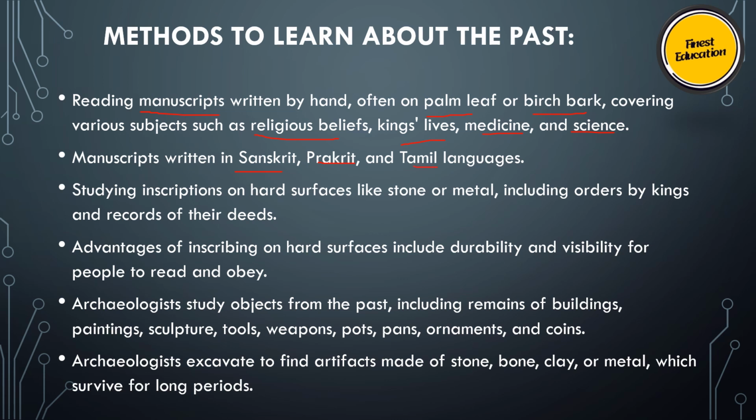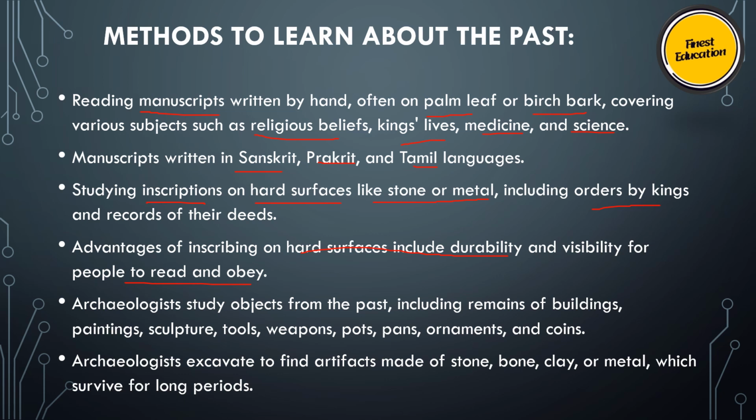Now, other than reading manuscripts, there was another method to learn about the past, that was through inscriptions. Inscriptions were basically writing done on a hard surface like stone or metal. There was one advantage of studying inscriptions. These inscriptions can remain safe for a longer duration of time, and we come to know about how the king used to give orders to the common masses. We also come to know what people used to read and obey.